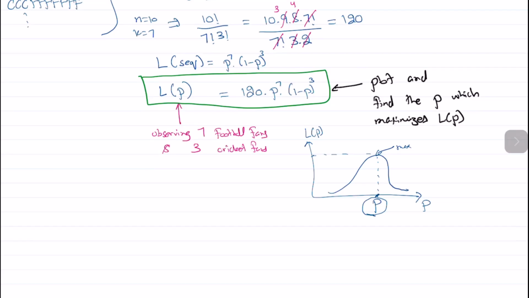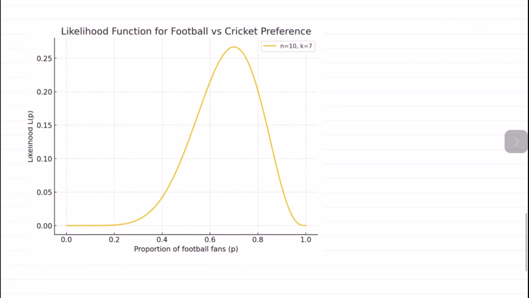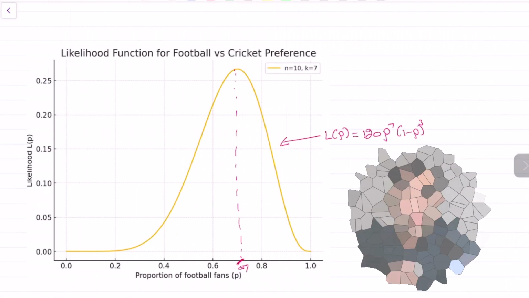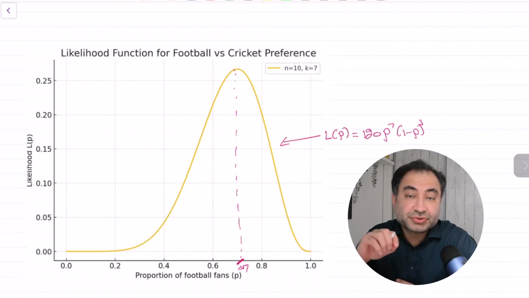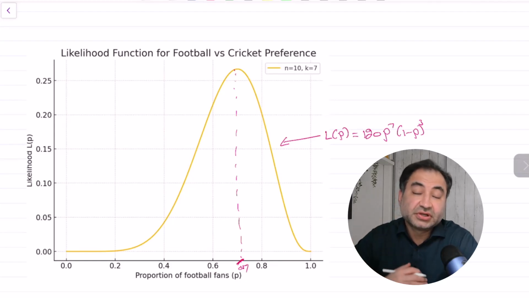I used Python to plot this, and this is what I get. This is L of p equals 120 times p^7 times (1 minus p)^3, and the maximum that I get is here, which is actually 0.7, and that's the maximum likelihood estimation. So conceptually, once you figure out what the likelihood function is, you can plot it and then find the value of the parameter which maximizes that function.